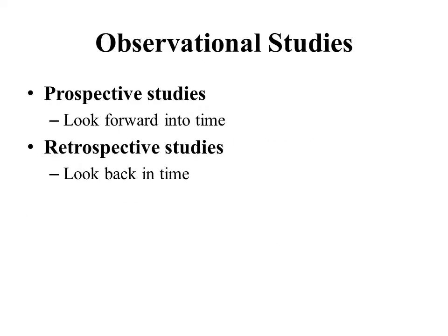Okay. So observational studies are broken down into two subcategories: prospective and retrospective. The difference between these two is how time is involved. In a prospective study, we look forward into time. We look at what's happening between now and what happens in the future. In a retrospective study, we look back in time. We take a person as they are now, and then we look back in time to see maybe what happened to them in the past.